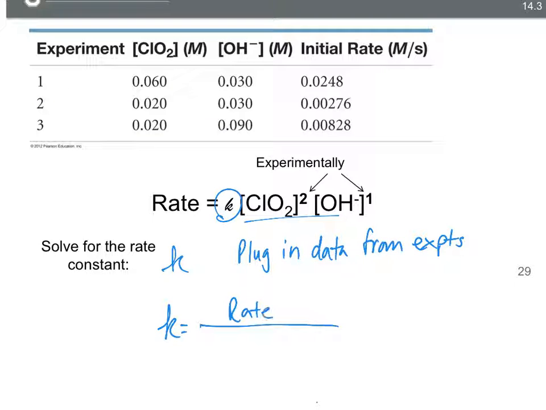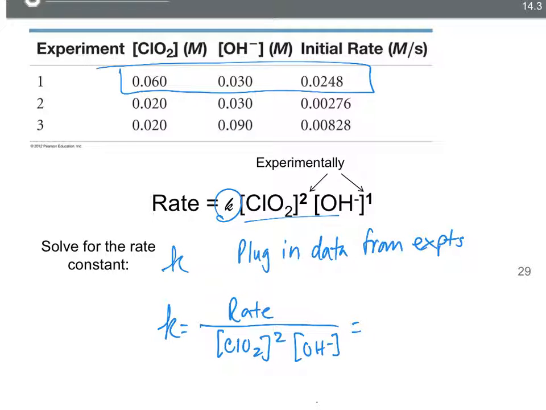And we'll have rate, and that's the initial rate, divided by the concentration of ClO2 squared times the concentration of OH minus raised to the first power. And I'm just going to take the data from the first experiment. So we'll take 0.0248 moles per liter per second and divide by 0.06 squared times 0.03.